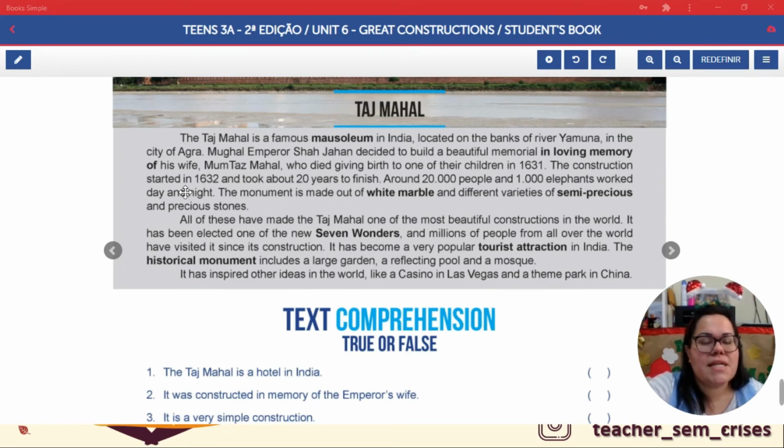The construction started in 1632 and took about 20 years to finish.